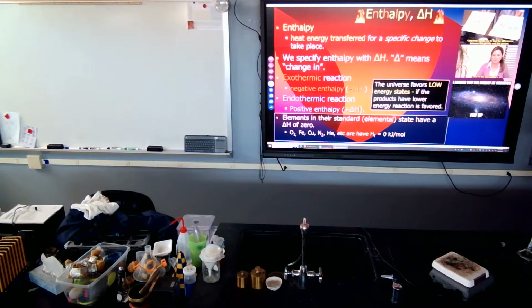We're going to get to numerical values very soon. Understand that the energy required to make an element is 0.